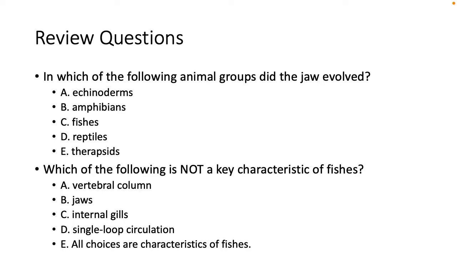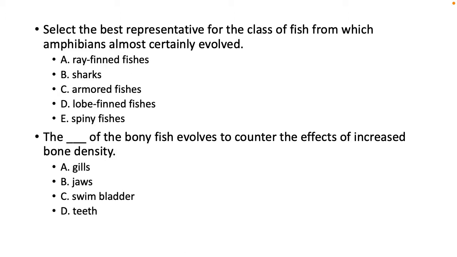All right, review questions. In which of the following animal groups did the jaw evolve? C, yes, fishes. Which of the following is not a key characteristic of fishes? It is E. Select the best representative of the class of fish from which amphibians almost certainly evolved. D, the lobe-fin on land. Okay. The blank of the bony fish evolved to counter the effects of increased bone density. C, the swim bladder. Wow, we flew through that.